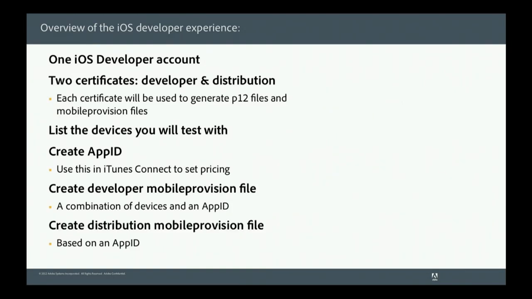Then you will create an app ID. An app ID is the identification of the application you're going to create. And this is fundamental for iTunes Connect to set pricing and the release date and things like that. Then you will need to create a developer mobile provisioning file and a distribution mobile provisioning file. But as I said, all of this is clearly explained in that guide that you can download from your DPS windows. All right? It is clearly explained how you create these P12 files and the mobile provisioning files. You will see me in the demo just in a second how I actually use those files in the workflow.